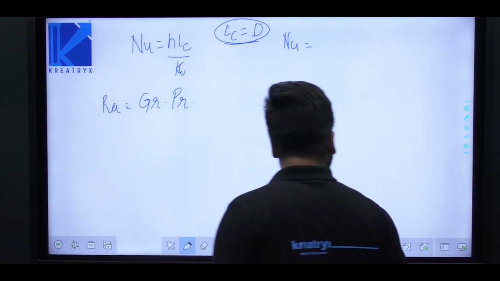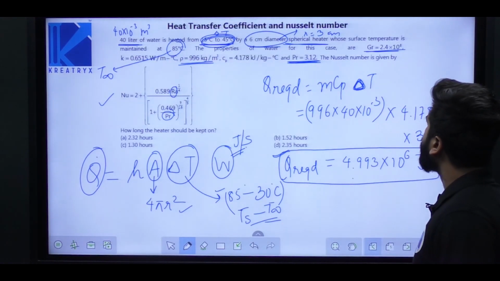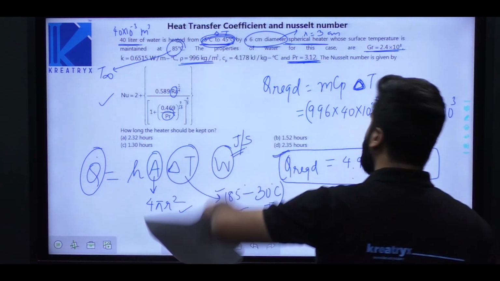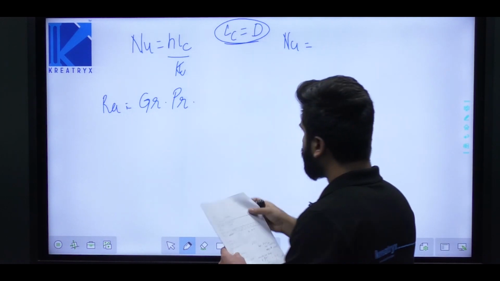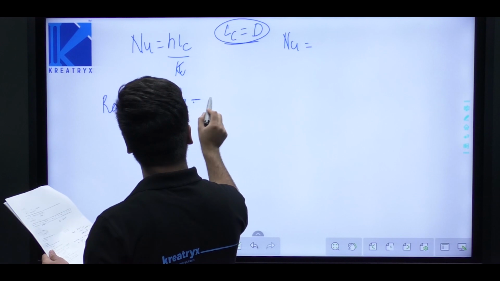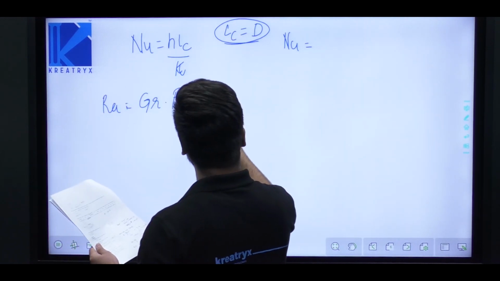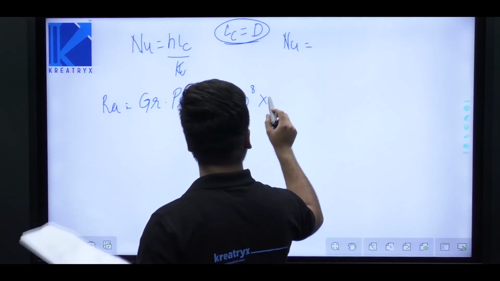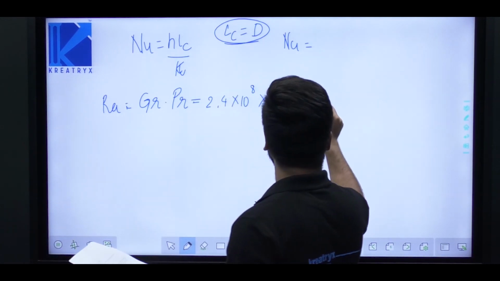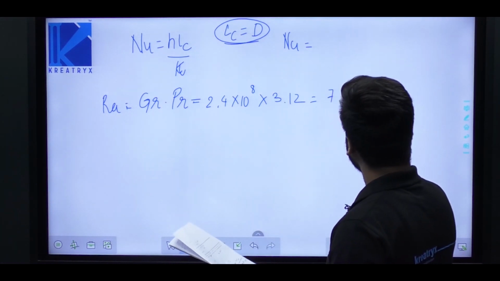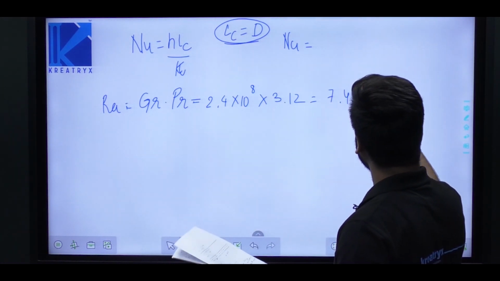So are we given the Grashof number? Yes, we are given the Grashof number and the Prandtl number, so we can find the Rayleigh number. I'm not going back, I'm directly writing the value from here. Rayleigh number is 2.4 into 10 to the power 8 times the Prandtl number 3.12. When you solve it, the Rayleigh number will be 7.49 into 10 to the power 8.